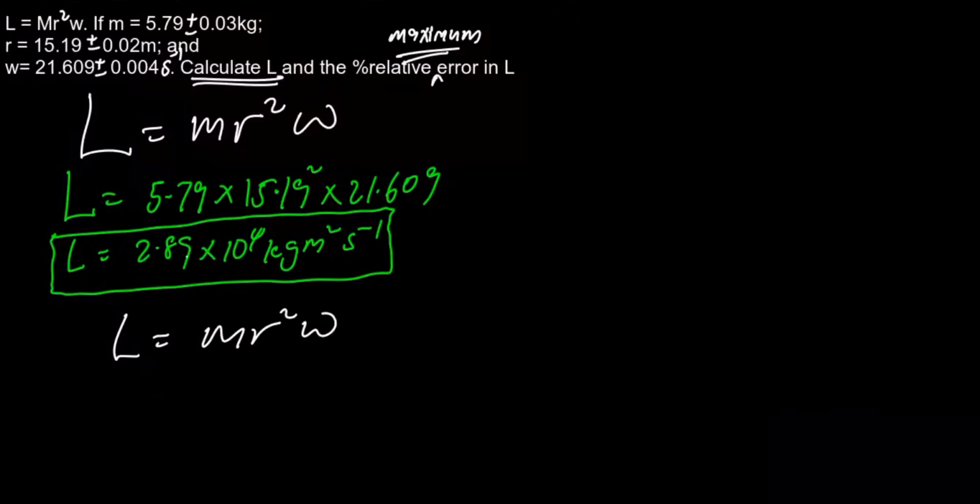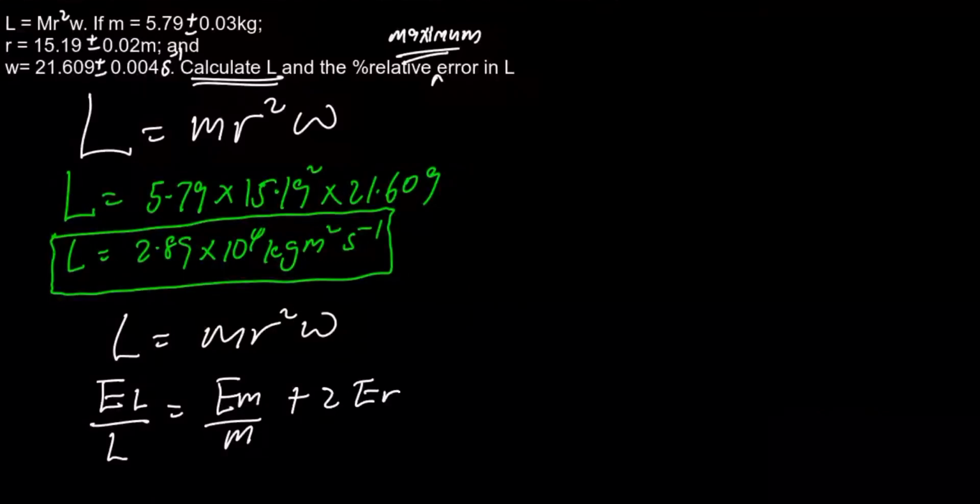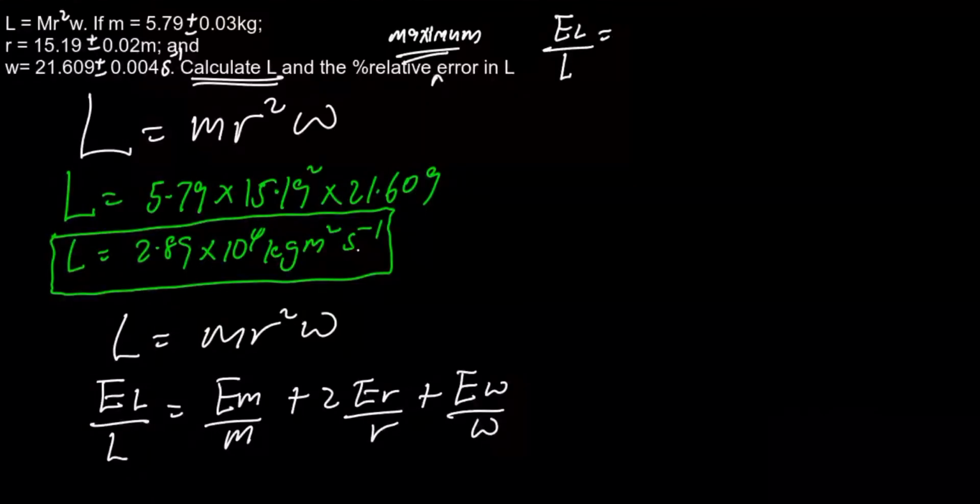The maximum error, you just write the error formula. The maximum error in L over L equal maximum error in M over M plus, this one is having a power, you are going to bring down the power, to maximum error in R over R plus maximum error in W over W. That's it. So I have EL over L to be equal to, now let's go.